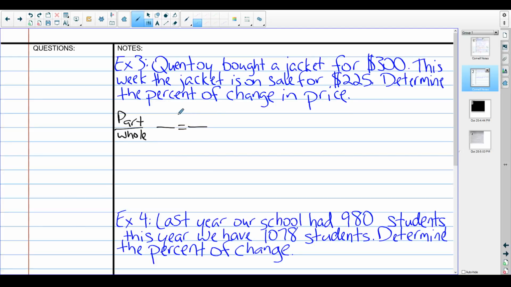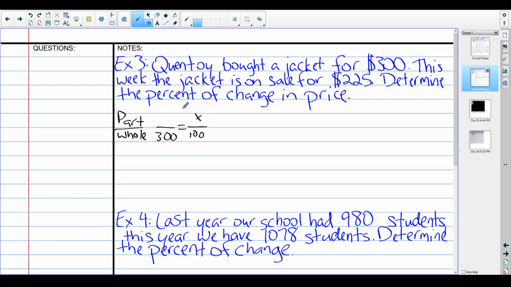So again, we're determining percentage change, so we don't know this. We do know the whole thing will always be 100. I don't know why I call this percent. We can call this something else. Let's call it X, because that's what we call it every time. It can be any letter you want. Okay, the original price, what we started with, was $300.